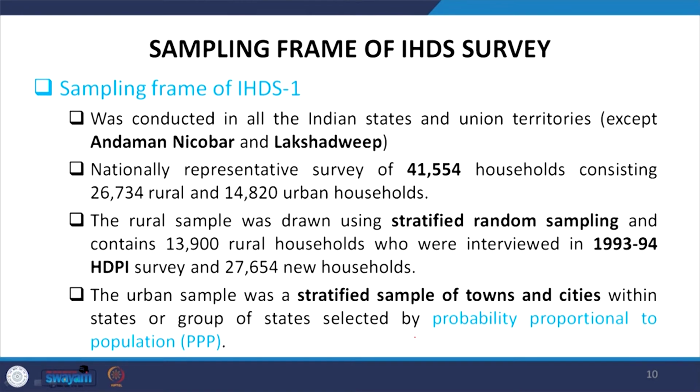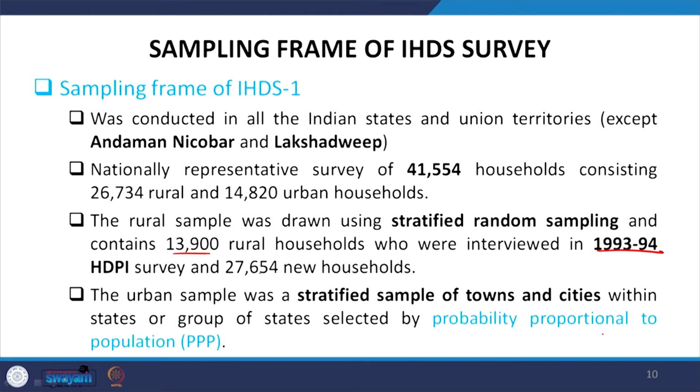The rural sample was taken using stratified random sampling, which contains over 13,900 rural households who were interviewed in 1993-94 and re-interviewed, considered in the next round, that is IHDS 2. On this page we are referring to rural households drawn from stratified sampling. If you are trying to make a panel based on the HDPI of 93-94, 13,900 rural households were interviewed from the HDPI survey. 27,654 new households are added in IHDS 1.